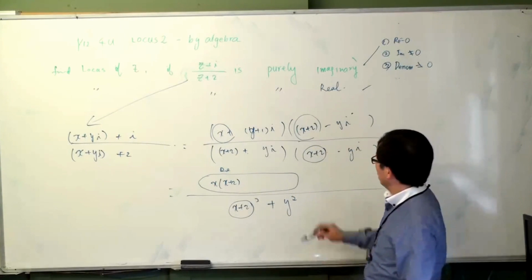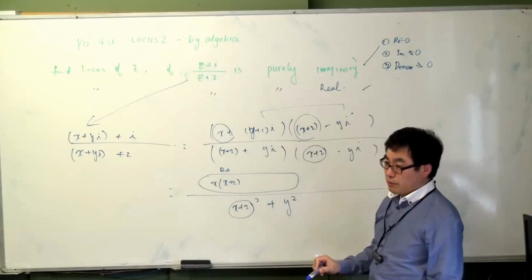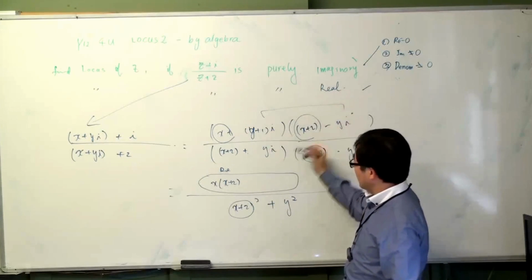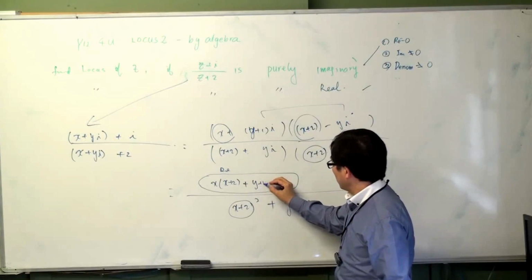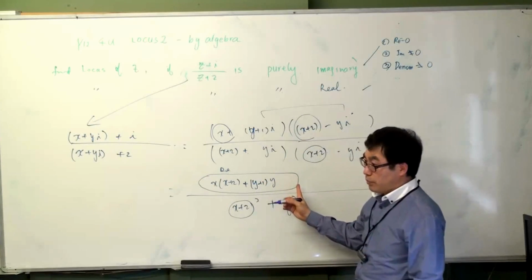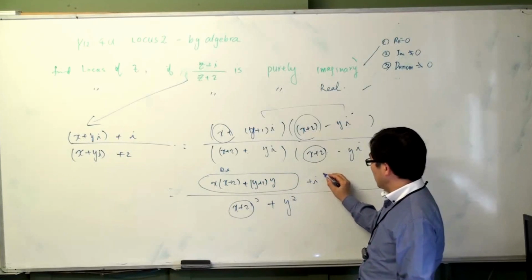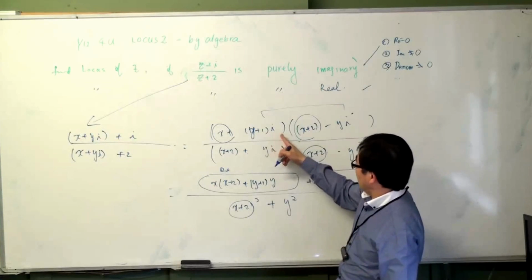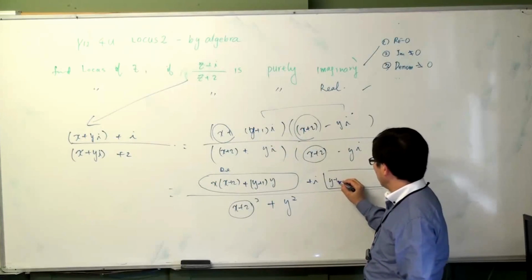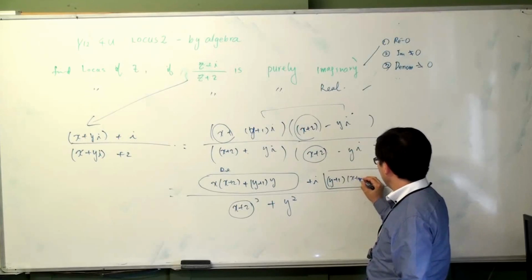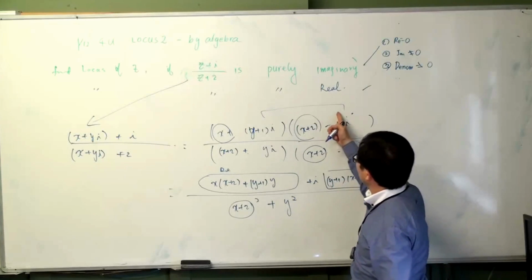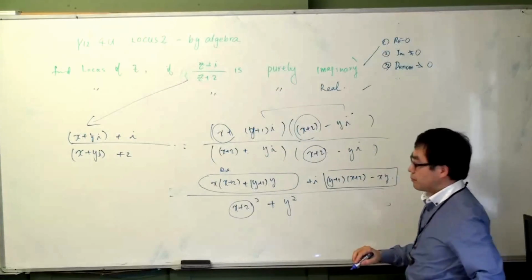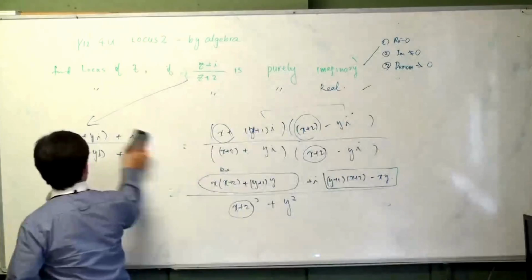Where else can you get the real part? Imaginary times imaginary, isn't it? There's a minus there, i squared is minus, so it's positive. So plus (y plus 1) times y. That's the real part. Plus i, the imaginary part. Imaginary will be that product, (y plus 1)(x plus 2), then that one, minus xy. Now we separate the components.